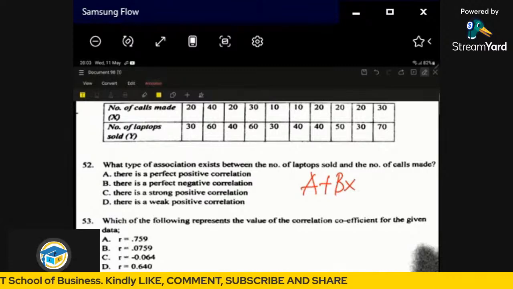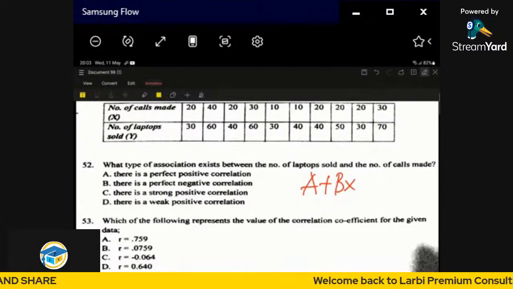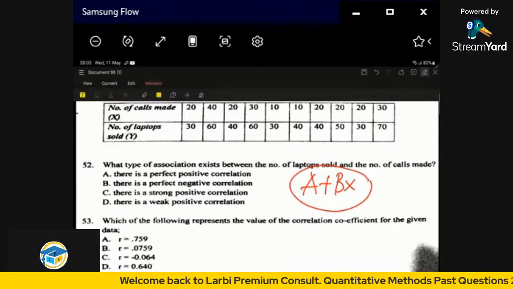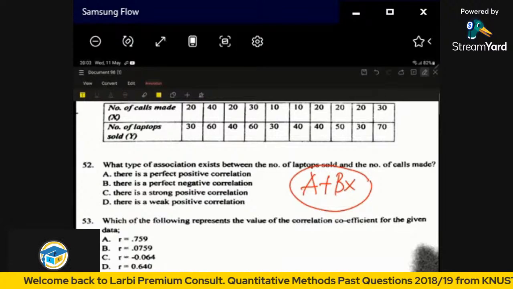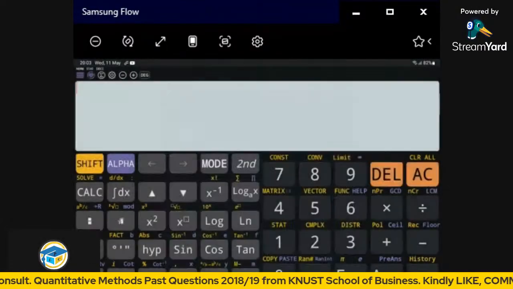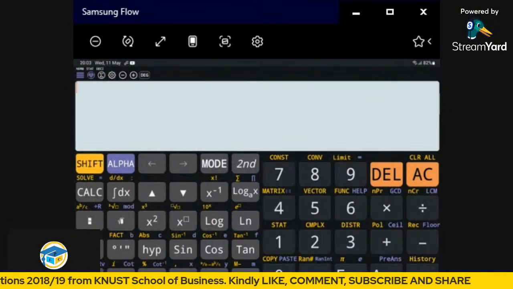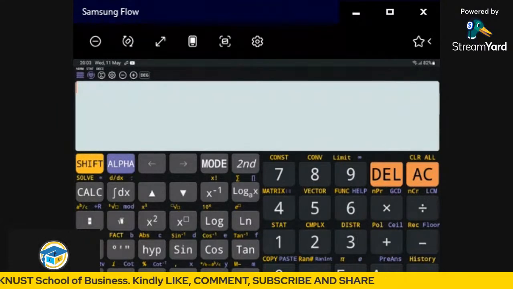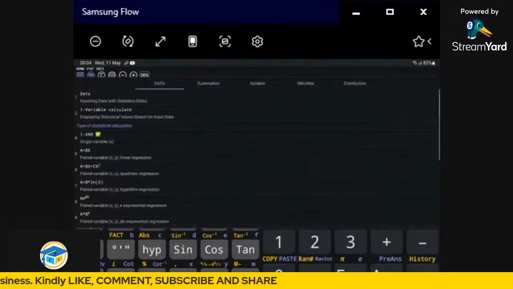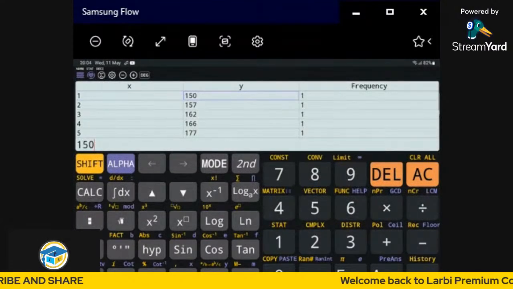So once you select mode, you select STAT as a second step, and then you select an equation that says A plus BX. I believe that is clear. All right, so let's do that. With my case, I select mode, I go to STAT, and then you select an equation that says A plus BX.